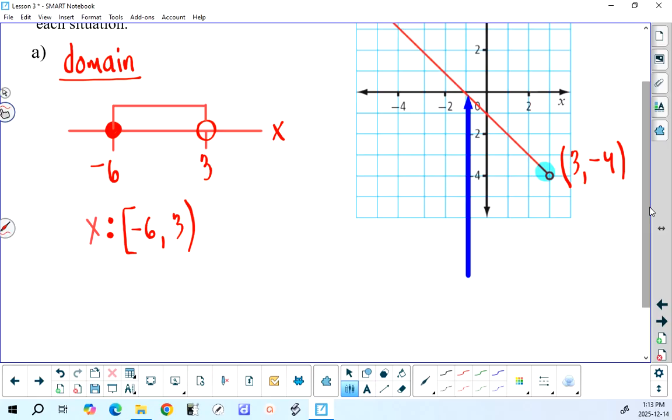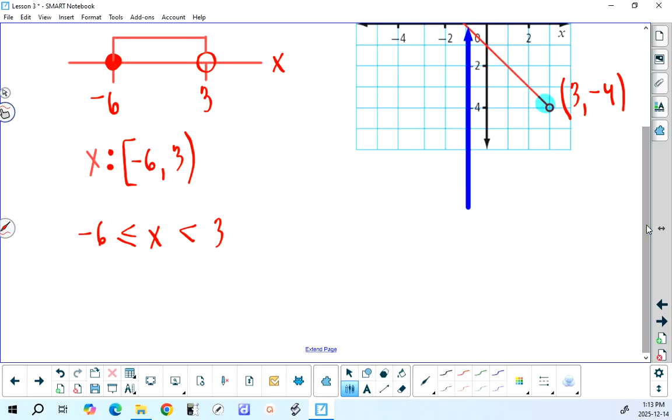And finally, there's a third way of doing it. The third way is to write the minimum value of x, and then x and the maximum value of x, and we put a less than or equal to sign to the left of x, and we put a less than sign to the right of x. And what this is saying is two things. It's saying that -6 is less than or equal to x, and it's saying x is less than 3.